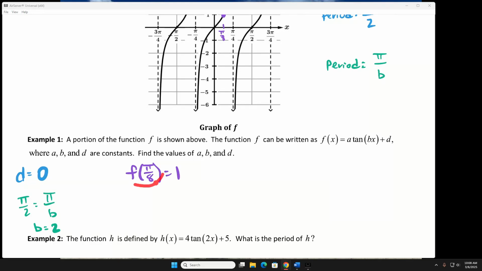So what I can do is take 1, put it in for f of x. Take pi over 8 and put it in for x. Take 2 and put it in for b, and 0 for d, and then solve that for a. So it should be 1 equals a, tangent of 2 times pi over 8 plus 0. You can forget about the plus 0 if you want to.